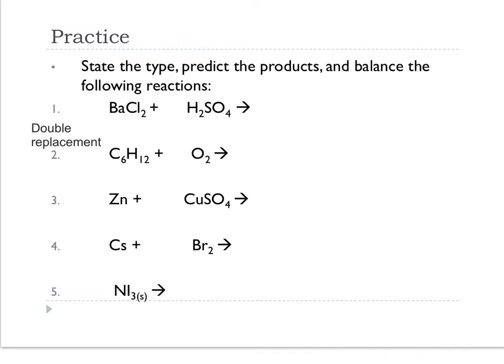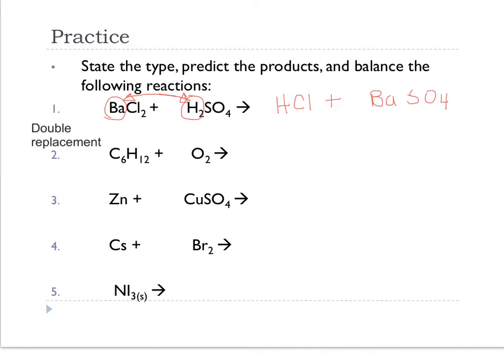So looking at this, the way that I like to think about it is I like to circle the two items that are going to trade places so that I can really clearly see what's happening here. After the reaction, hydrogen is now going to be paired up with the chlorine, and the barium is now going to be paired up with the sulfate, the SO4 polyatomic ion.